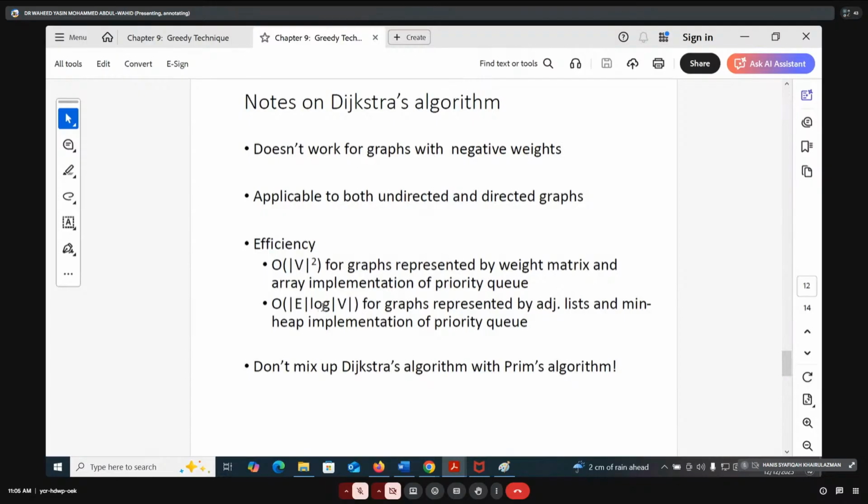This is the efficiency. So how many vertices do we have? We make it V squared. Here, how many edges do we have? Number of edges times log of the number of vertices, for a graph represented by an edge list with a min-heap implementation of the priority queue. Don't mix up Dijkstra's algorithm with Prim's algorithm. We don't mix the two algorithms together to find the shortest path.